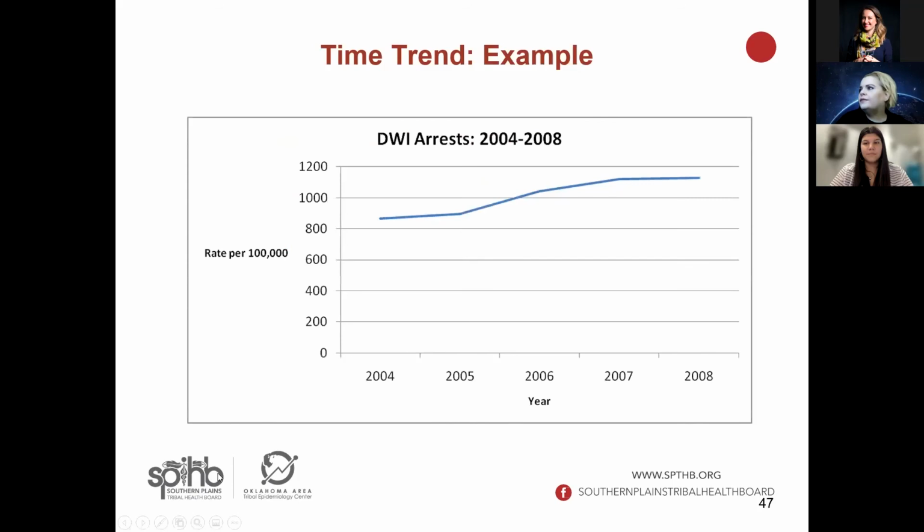So I'll show you this example. This is a smooth time trend. This is what time trends usually do: they either gradually go up, gradually go down, or kind of stay the same. Like I said, you don't see a lot of jolting up and down.